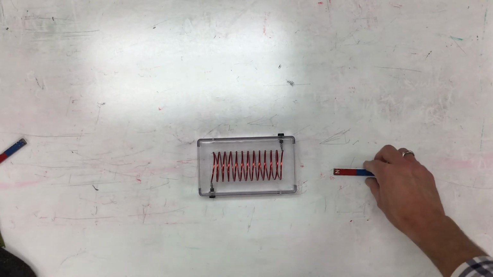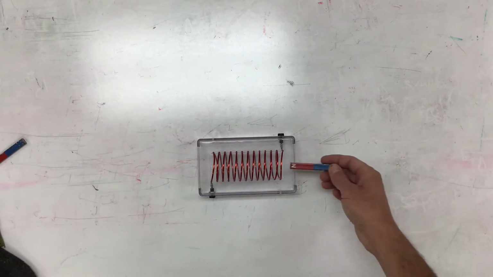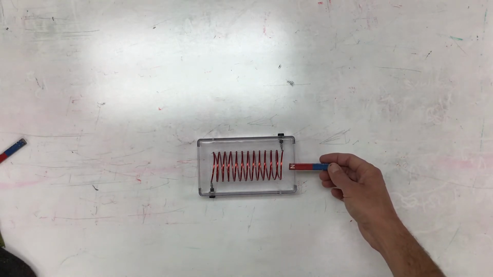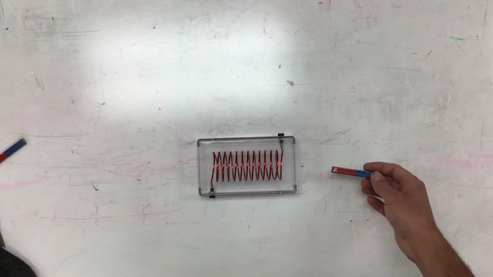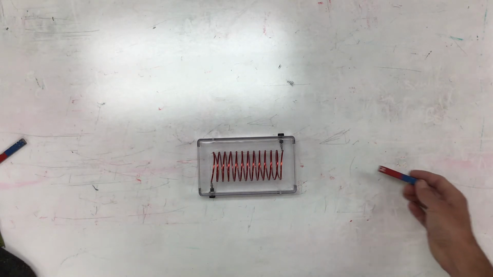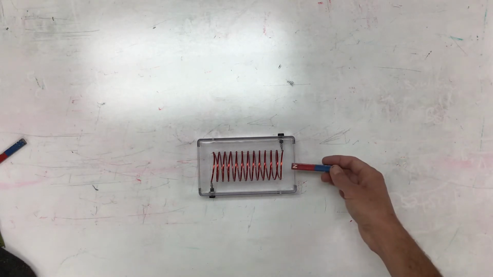So let's say I take the north pole of this bar magnet and I stab it into the coil. There's two ways to kind of get the direction. I'll talk you through both of them, and then whichever way resonates for you, you don't have to know both ways, just be able to explain the direction. So let's say we stab a north pole into that.